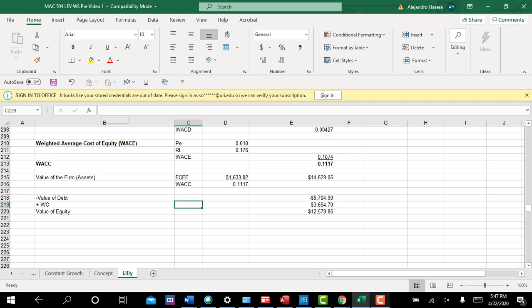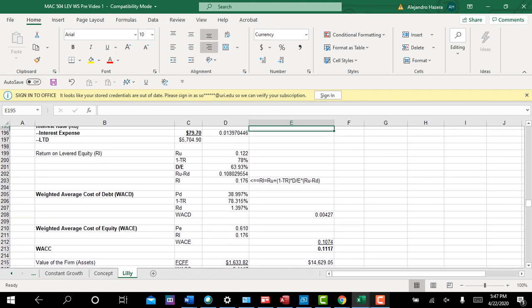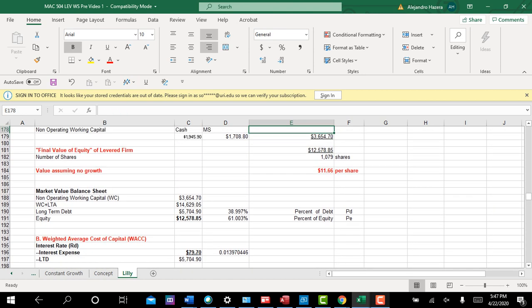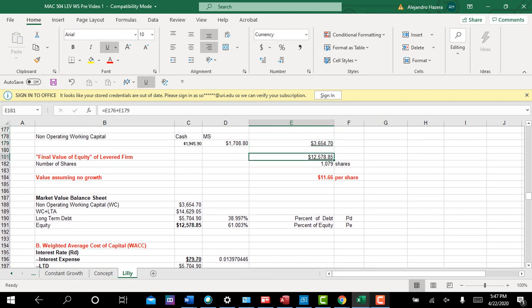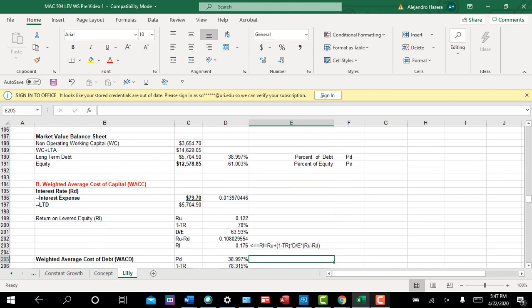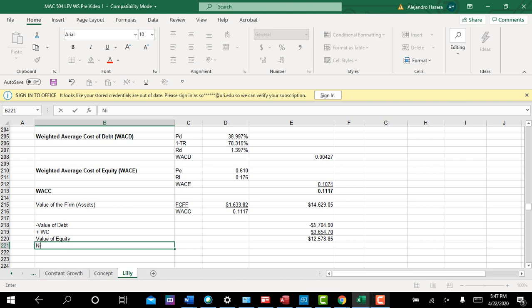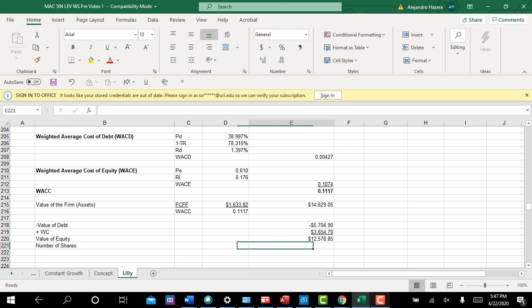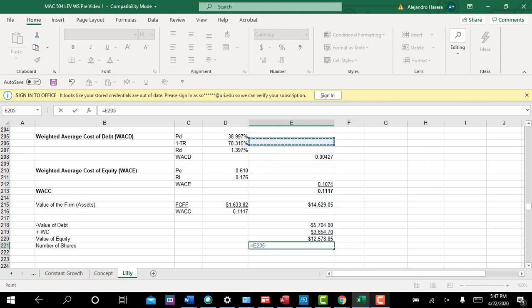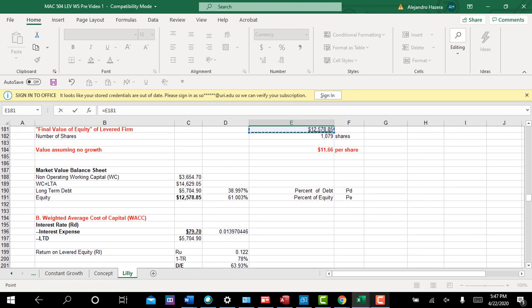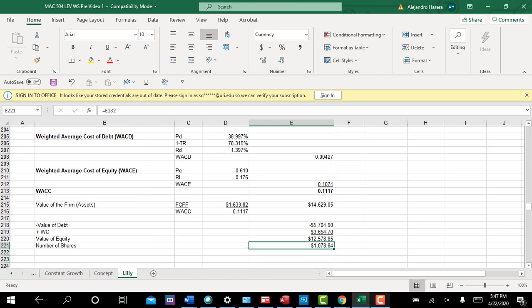So I get value of equity is equal to 12,578,000,000, and I want you to realize that it's the same value I got up here using the adjusted present value approach. Okay, it's just not round. No, it's the same value. Okay, so if I divide by the number of shares, I'll just make the number of shares equal to the same shares that I had up here. I'm pretty sure this is pretty much close to the number of shares, 1078.